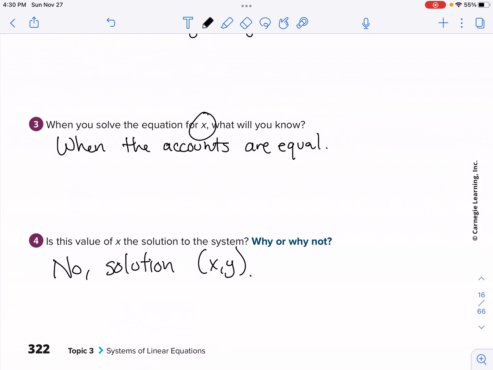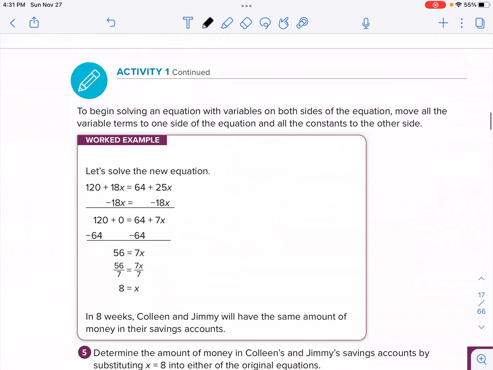Okay, now we're going to walk through an example here. It's going to be a lot, but we're going to try to break it down. Okay, all right, for the last thing.